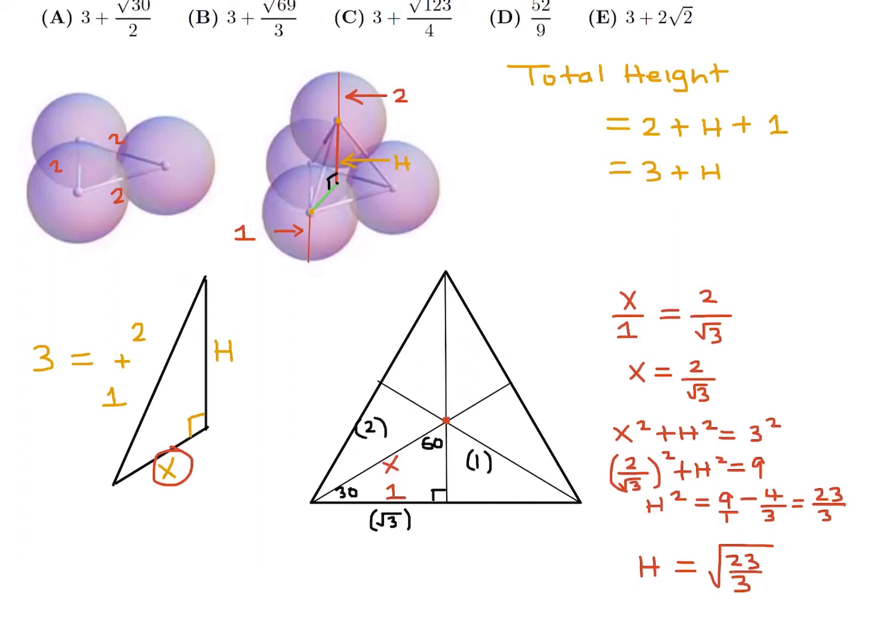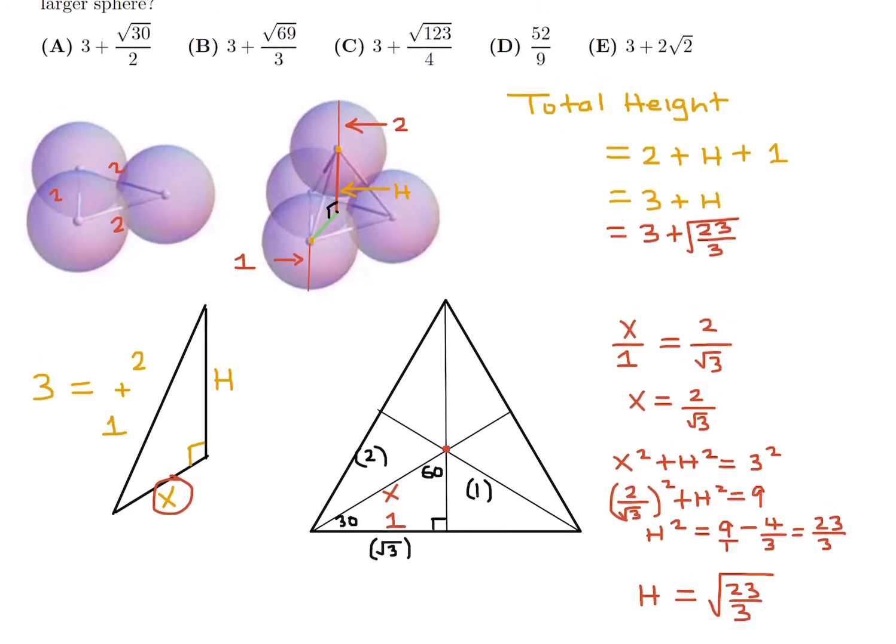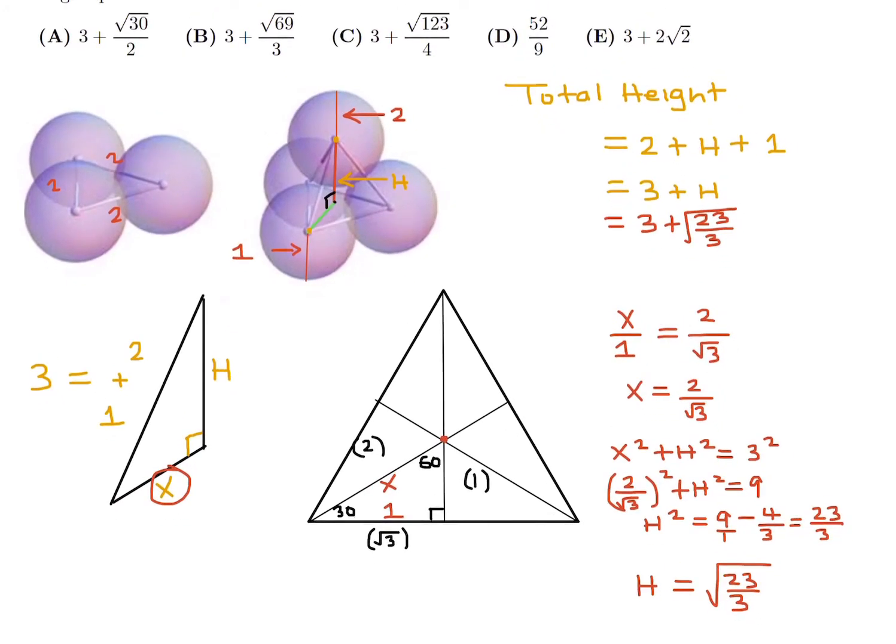All right? So therefore my total height finally is 3 plus h, and h is the square root of 23 over 3. So let's see, any of our answer choices match that? At first glance, they don't. And this is another example of something like that happening, where you get the correct answer, but it's not one of the answer choices, or it doesn't look like one of the answer choices.